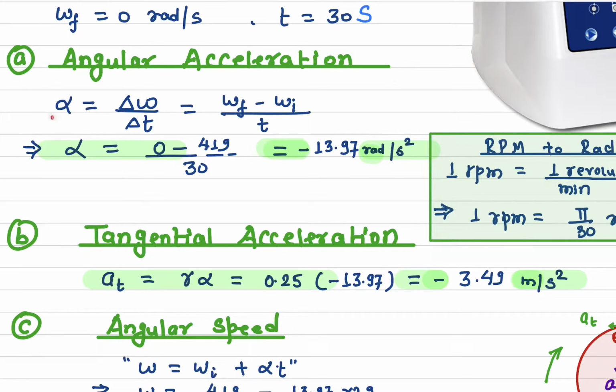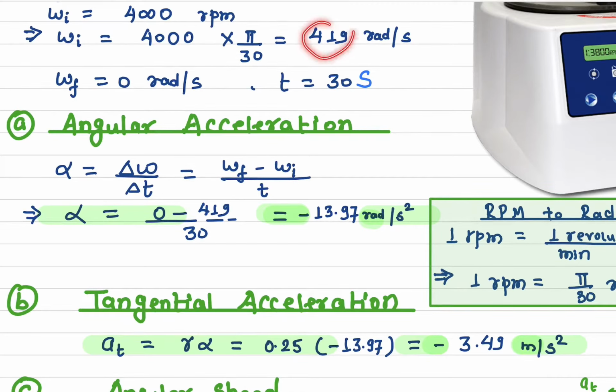So how do you calculate the average angular acceleration? The way you calculate it is the change in the angular speed divided by the time. That's what the delta means. This triangle is the delta omega divided by the delta time, which is the change in the time. The final angular speed is 0, and the initial angular speed is 419. And the total time is 30 seconds. If you do the math, what you get is negative 13.97.